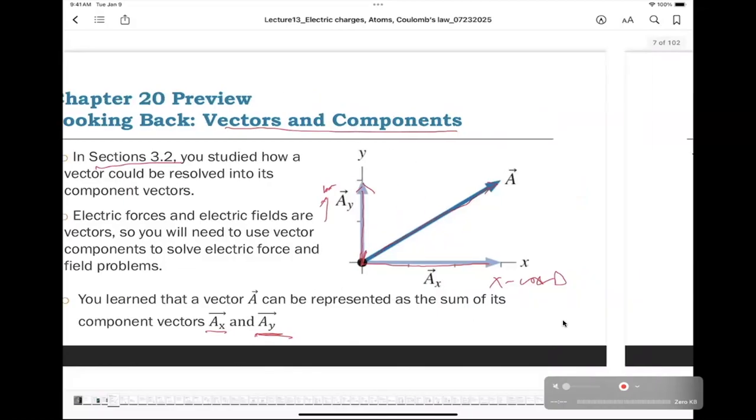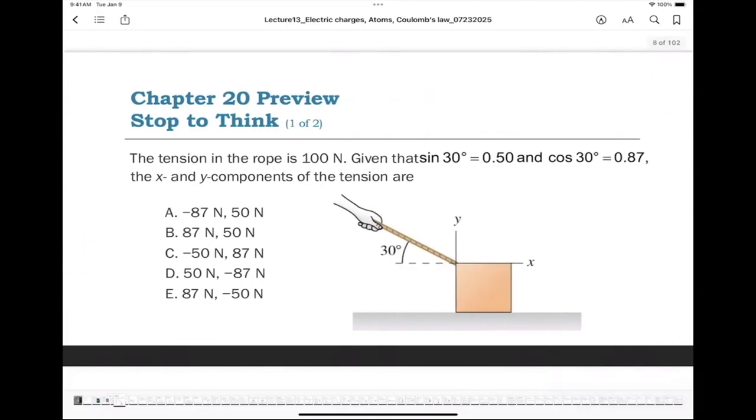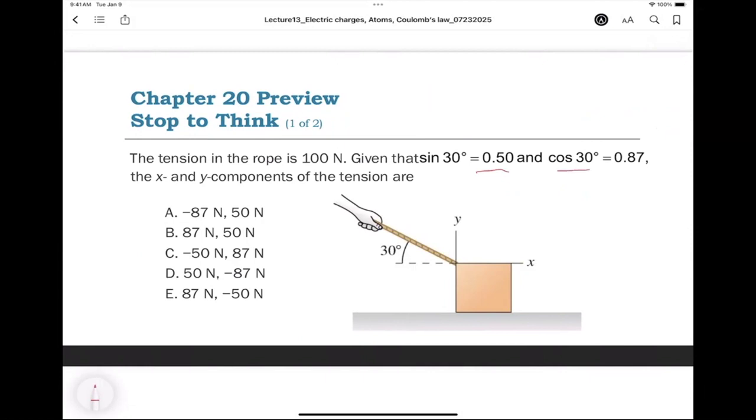Okay, let's stop to think about this question. The tension in the rope is 100 newtons, given that sin 30 degrees is 0.5 and cosine 30 degrees is 0.87. What are the x and y components of the tension?